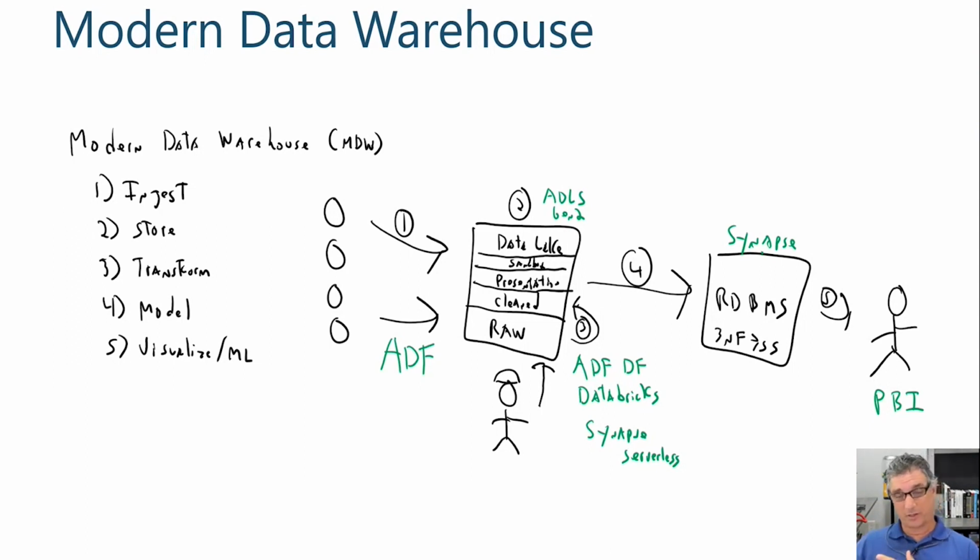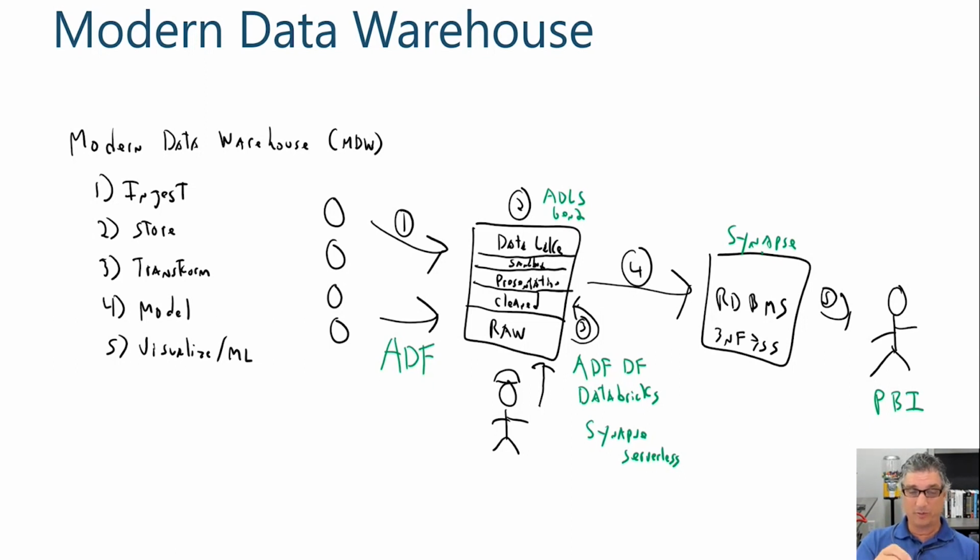Then I'll use step three, where I'll transform that data. So I can use products like Azure Data Factory Data Flows or Databricks or Synapse Serverless or Informatica, and I will clean that data and land it back in the data lake. I can then create a presentation layer where I take that clean data and maybe I join it and aggregate it and put it into the presentation layer for end users to use.